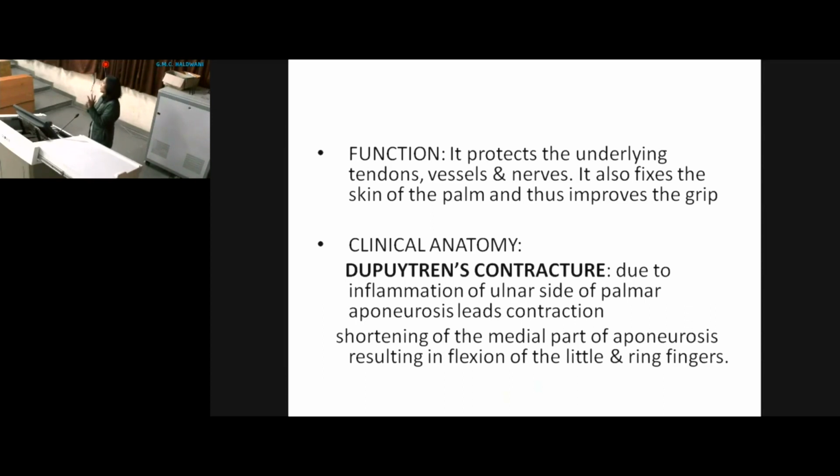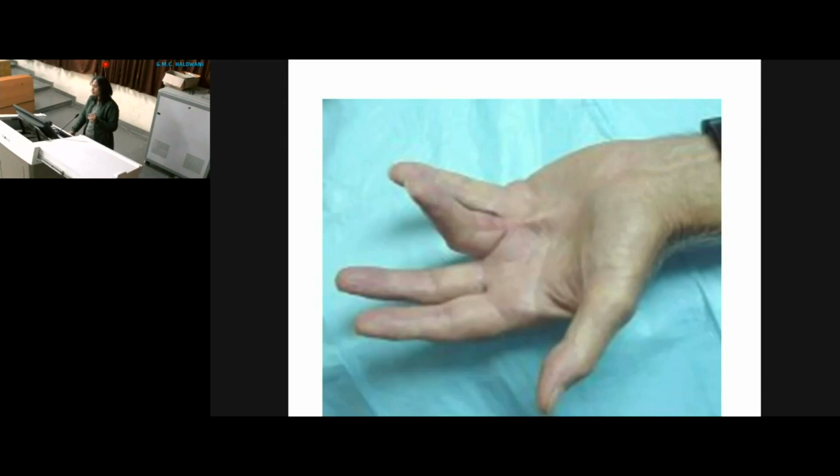So in this position, the finger cannot be straightened because the aponeurosis has undergone contracture and has become short, okay? So this condition is named as Dupuytren contracture. This is a picture; you can find it in some persons. Especially it affects the ring finger in Dupuytren contracture.